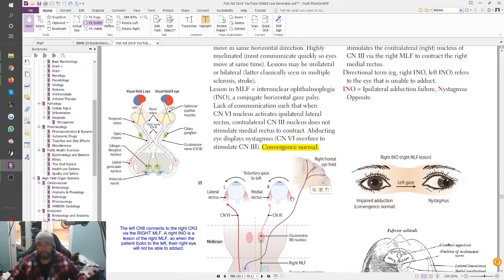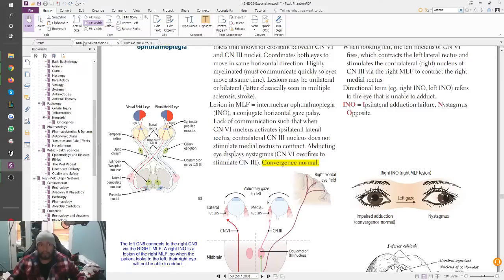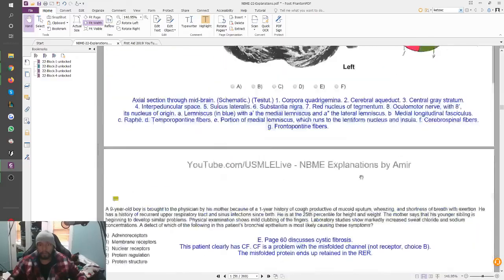I think that's about it. It's not so bad. It's not a very difficult topic. It's definitely one of the topics you do need to spend some time on, though. Okay. So yeah, that's INO right there.